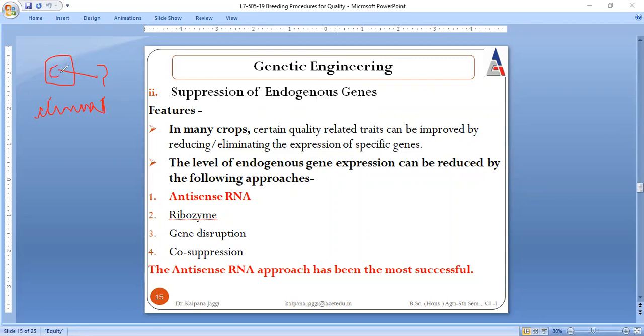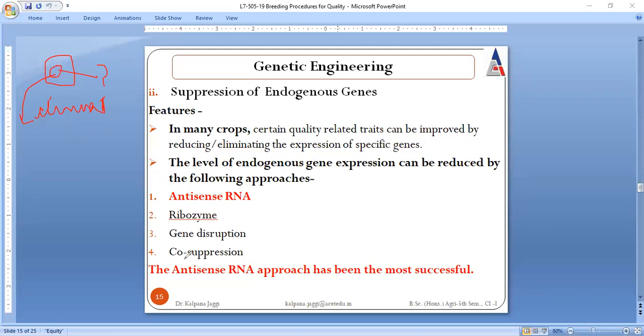This is a particular gene which we want to suppress. That means we no more want it to express itself. Then how can its expression be regulated, how can its expression be controlled? It can be controlled by eliminating. Either you eliminate this specific gene or reduce its content to the amount so that it is no more expressible.